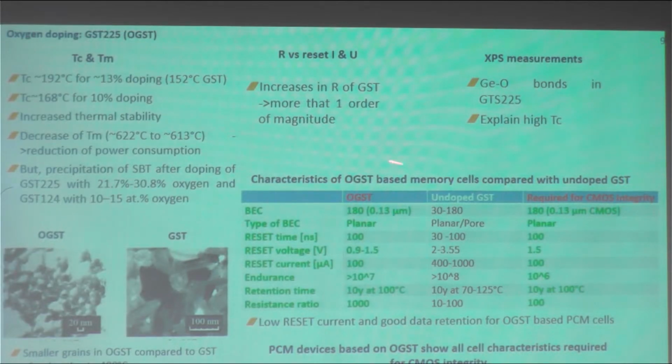But anyway, what I know from the companies through private discussions, or what you will also find in the literature, is that GST is never used as a single phase material. They introduce some doping to the material. Also, they never say which type of doping, but here I can speculate that maybe they introduce oxygen because it's a standard doping element in the microelectronic industry.